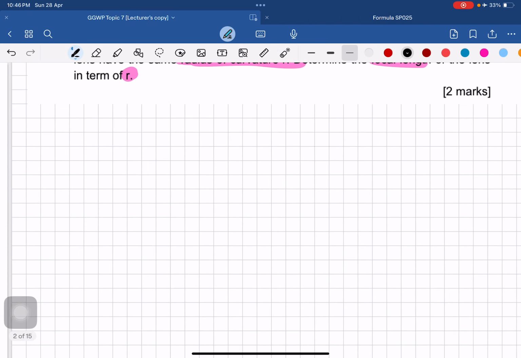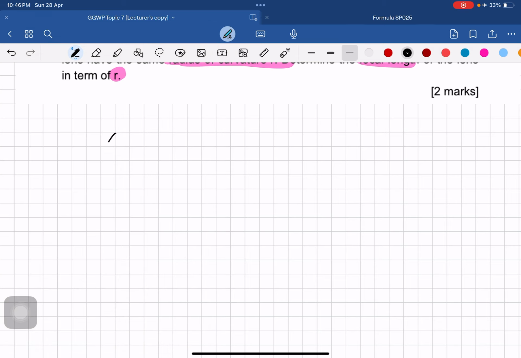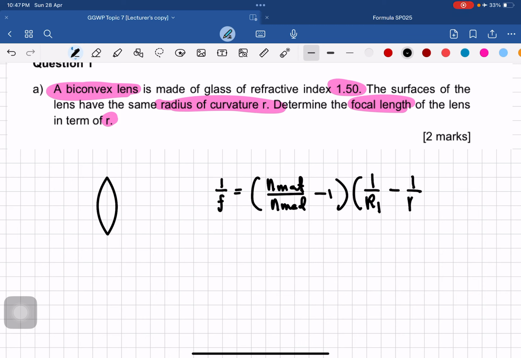Okay, so now we already know the situation. We already know the drawing. Your lens should be like this. You don't necessarily have to draw it. You don't need to draw the lens because there is no mark for it. Okay, so this is a biconvex lens. So now we know we have to apply the lens maker's equation: 1 over F equals the material divided by the medium, minus 1, times 1 over R1 minus 1 over R2. So this is the equation we need to use.